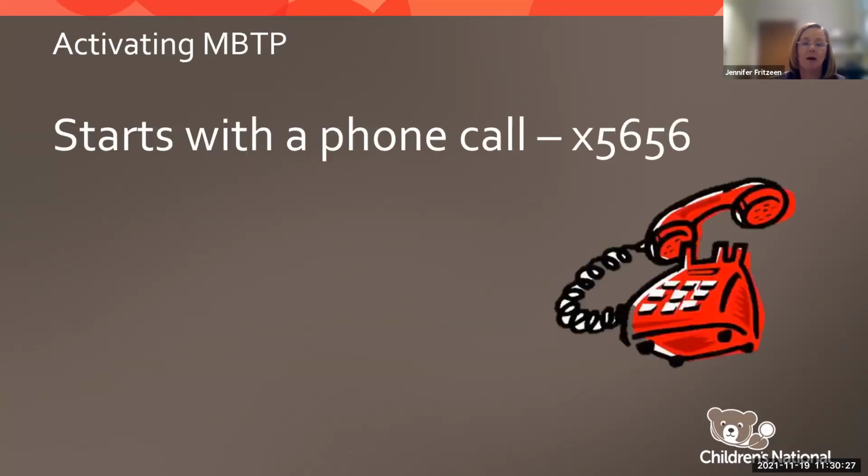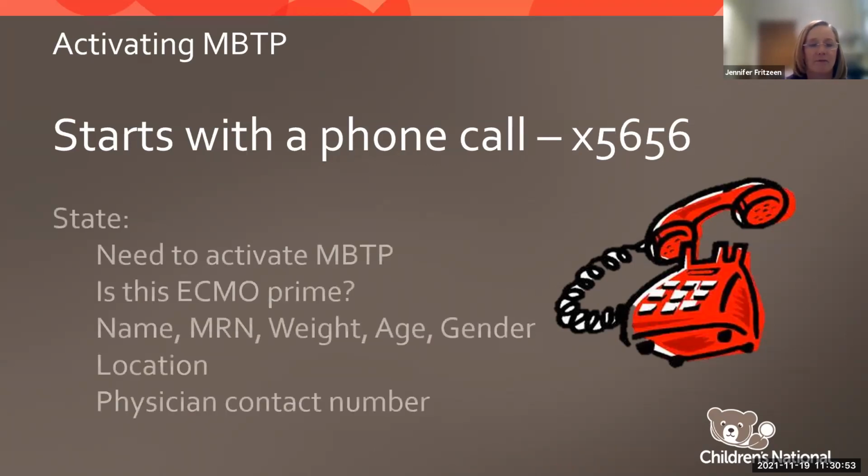Now, activating massive blood transfusion. So you're on your unit, you're told to activate the massive blood transfusion. Well, it all starts with a phone call. There's a hotline to the blood bank. It's a massive blood transfusion hotline, and that number is 5656. It's on all of the massive blood transfusion paperwork. I can only speak for the emergency department, but it is with the NAL stuff, and it is on the blood fridge. And so we know how to activate that fast.